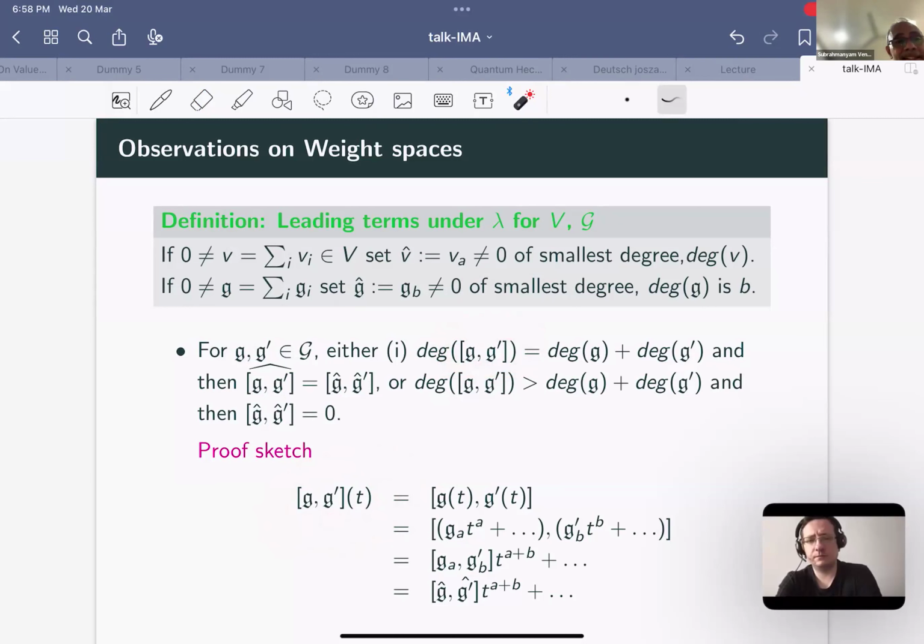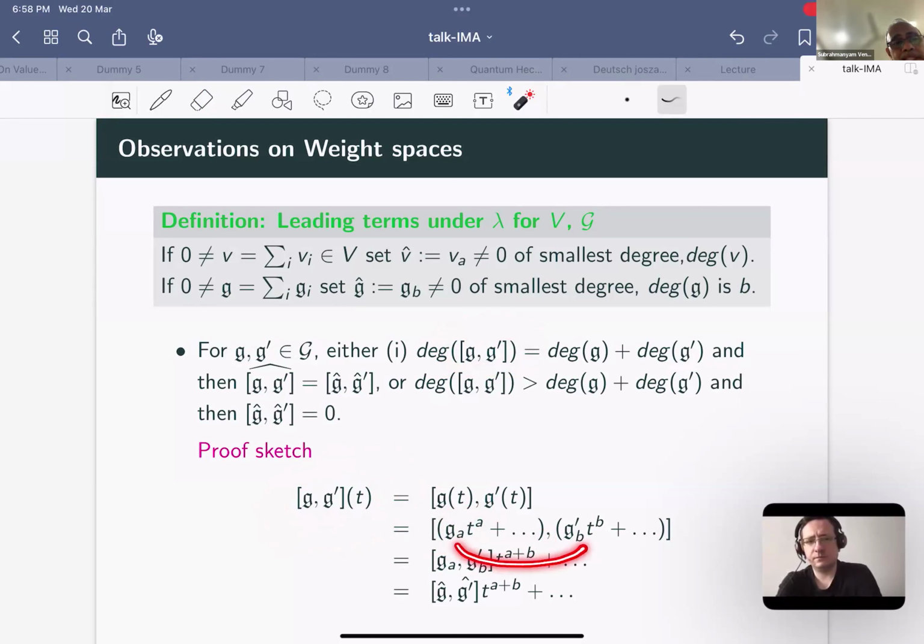The bracket of this is really the bracket of G of t with G prime of t. But I know how to write G of t in terms of its decomposition. It is G_a times t to the a. There is t to the a, and this is the term of degree a in my G. Then there are higher order terms. This is the smallest degree term.